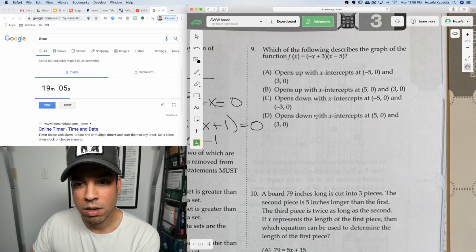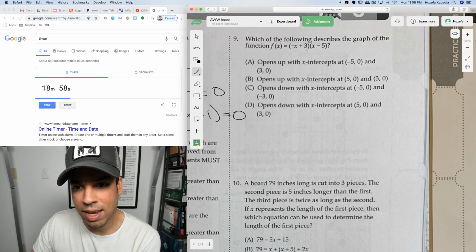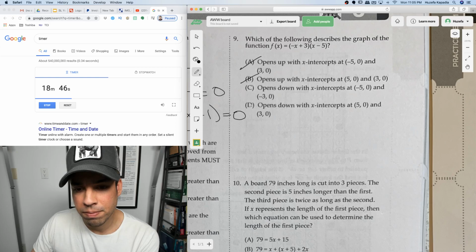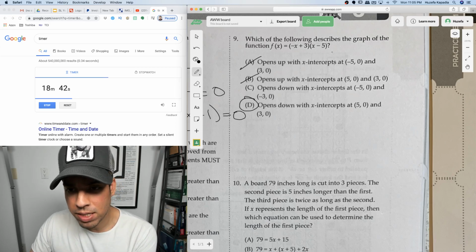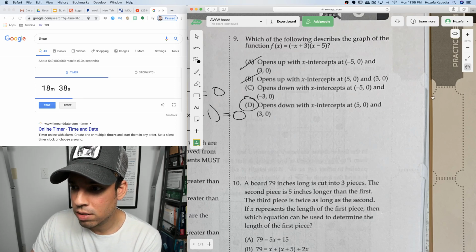Number 9, which of the following describes the graph of the function this guy? Opens up? It's going to open down, because if you FOIL this out, the first term is going to be negative x squared. So it's going to open down with x-intercepts at positive 5 and positive 3. Because 5 minus 5 gives me that 0 value, not negative 5 minus negative 5, which gives me negative 10. Right? The x-intercepts occur where these zero out, and that's it.